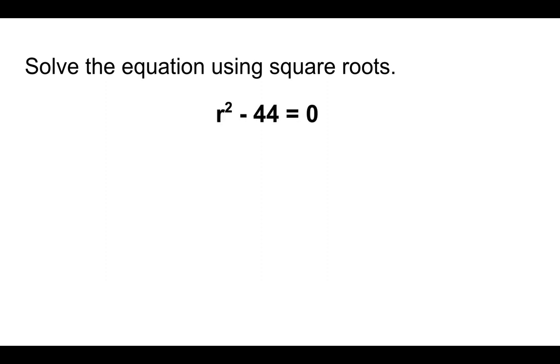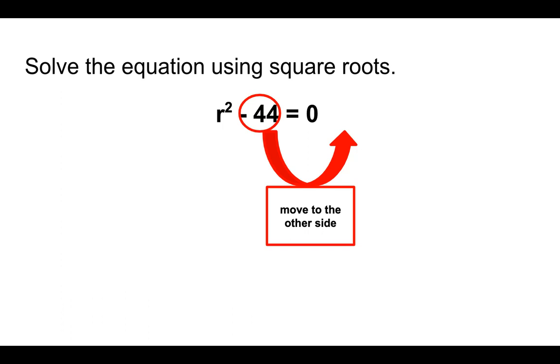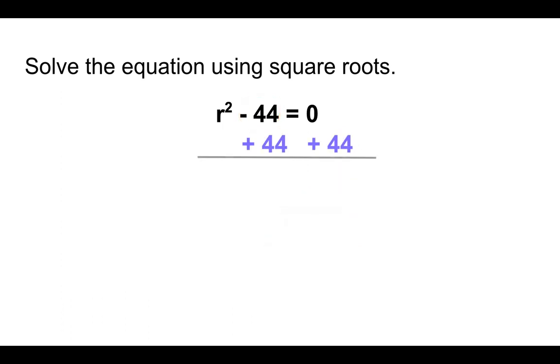For example, again, we have r squared minus 44 equals 0. The r squared is not by itself yet. So we're going to have to move that negative 44 to the other side. We can do that by adding 44 to both sides. Therefore, we're left with r squared equals 44. Now I have r squared, so I can go ahead and take the square root of both sides to undo that squared.